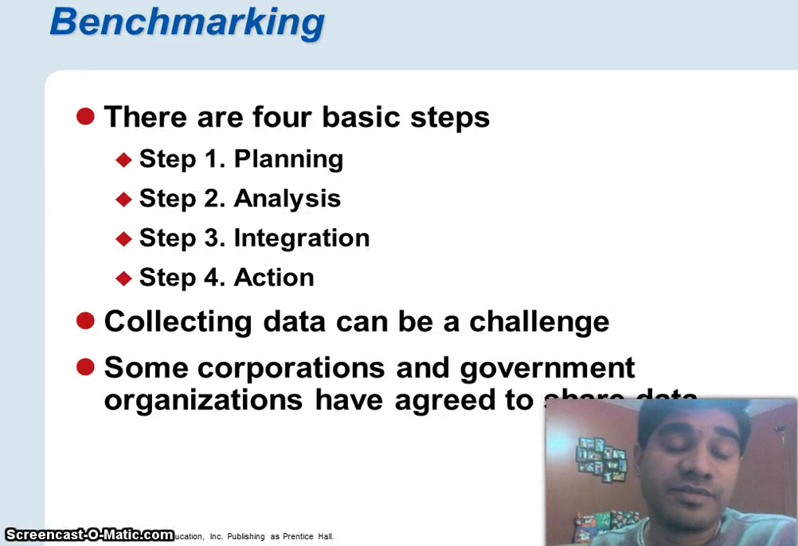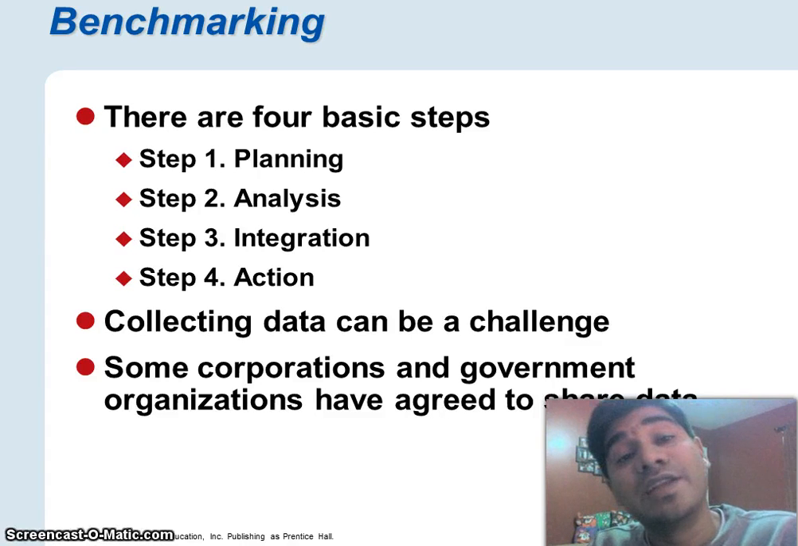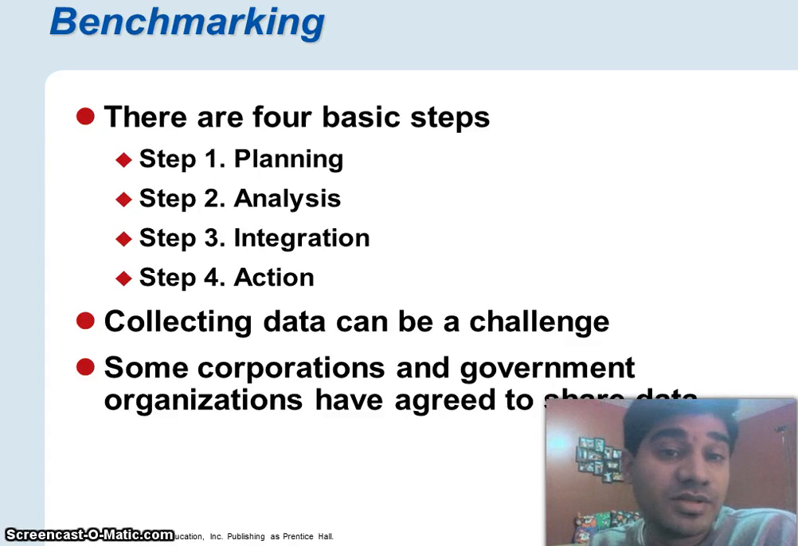So 4 basic steps. The first step is planning. Essentially, you're planning out what you're looking to benchmark. The second is analysis, in which you're trying to analyze what is being benchmarked. And then the third is integration, and the fourth is action. So collecting data can be a challenge.